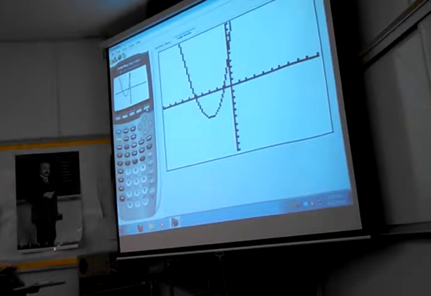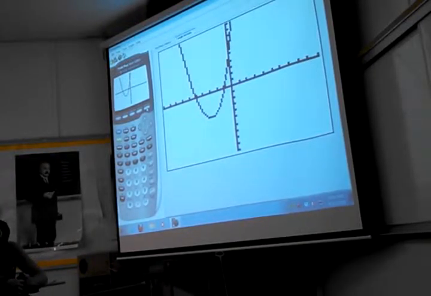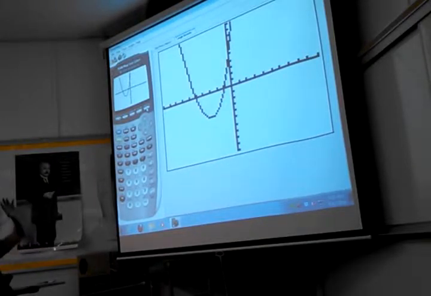Mine won't graph. It just says error. Dim mismatch? Yeah. All right, let me see. That means it's the statistical stuff. Like if you hit second, quit. If you hit second y equals, turn the plot off. That's from stats. So you got a problem with your window now. All right, thank you. Can you go through that one more time?